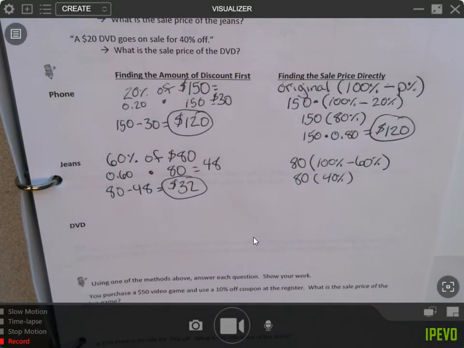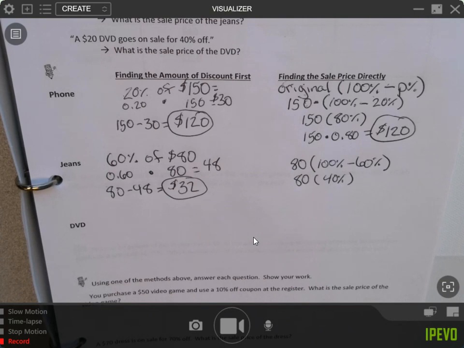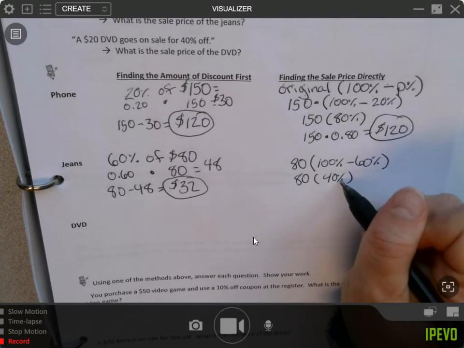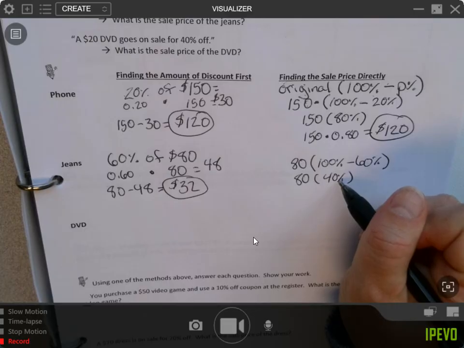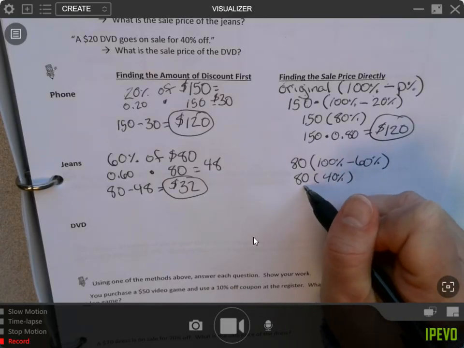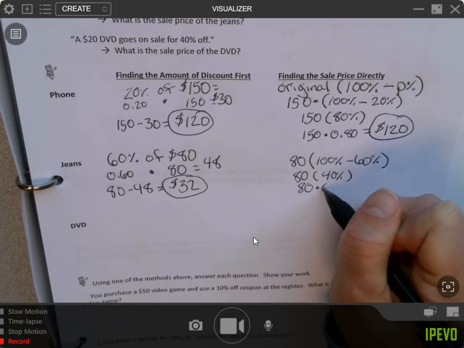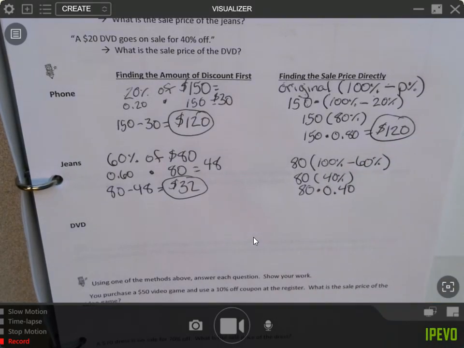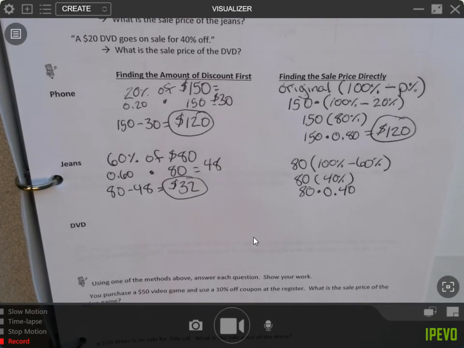What's my next step? James? Multiply 80 times 40. Not 80 times 40, 80 times what? 60. No. We have that 40% in the parentheses. Is that the same thing as 40? What is it, James? 80 times 0.40. Yeah. So we have to be careful. It's not 80 times 40, it's 80 times 40%, which is 0.40. You'll get a very different number if you're multiplying 80 times 40.